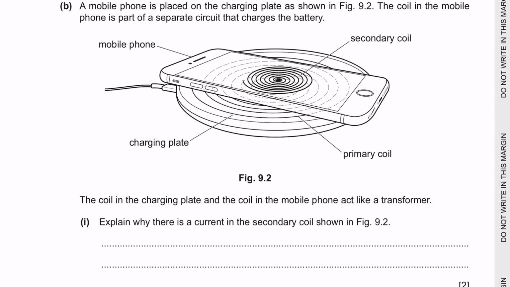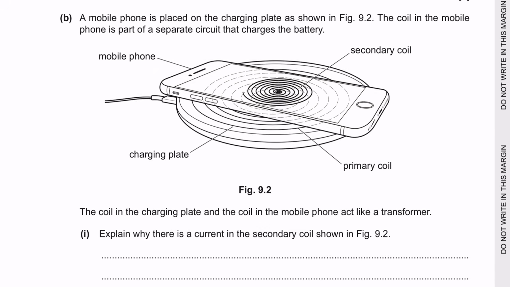Question B. A mobile phone is placed on the charging plate as shown in figure 9.2. The coil in the mobile phone is a part of a separate circuit that charges the battery. So this is a secondary coil and it comes separately of a separate circuit. The coil in the charging plate, which is this one, and the coil in the mobile phone, which is this one, they act like a transformer. So transformer usually have a primary coil and secondary coil.